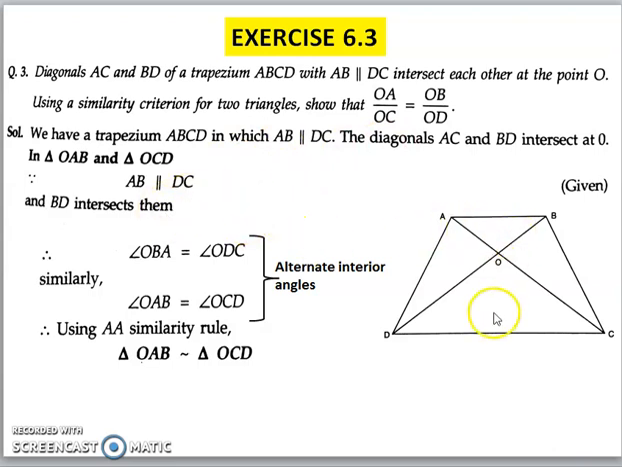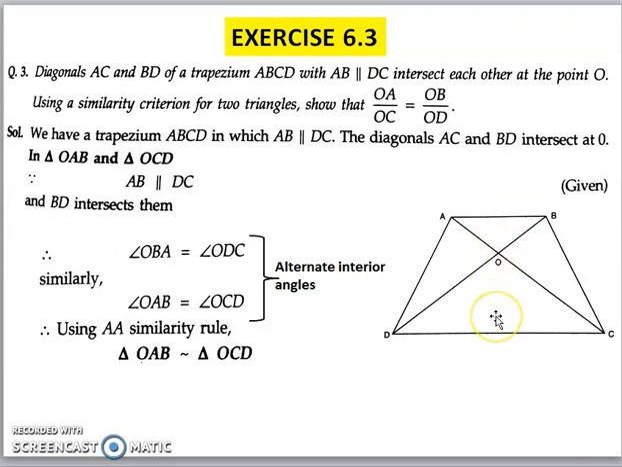So AB is given parallel to DC. So you can say that OBA and ODC will be equal and OAB and OCD will be equal by alternate interior angles. So OBA, this angle and this angle, they are equal. And these two angles are equal by alternate interior angles. You can also use vertically opposite angles, but if we have two angles equal, then also we can say by AA criteria that the triangles will be similar.